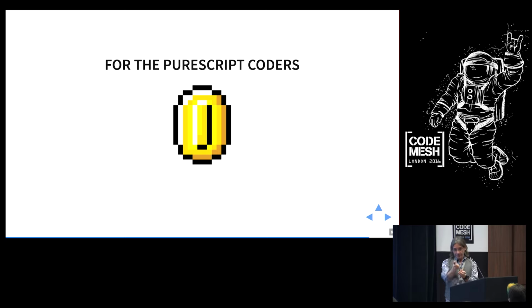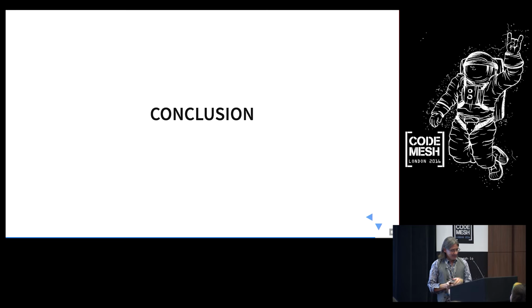I have to say, given the room, if you were writing this in PureScript, you would have other options for how to do that. You get this bonus coin if you know what those are. I've got to ask, who does know how to do this in PureScript? Oh, crikey. I would have guessed two, and I only got one right.